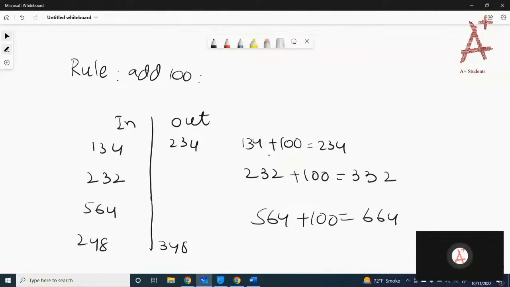Got it? So the missing numbers are 234, 332, and 664. Got it? If you have any problem, any question, you can use the live chat button. Write the question in the live chat button. I will answer your questions. Otherwise, if you know the answers, write the answer in the live chat box. Your participation is highly appreciated. Got it? Okay, let's start with the test.